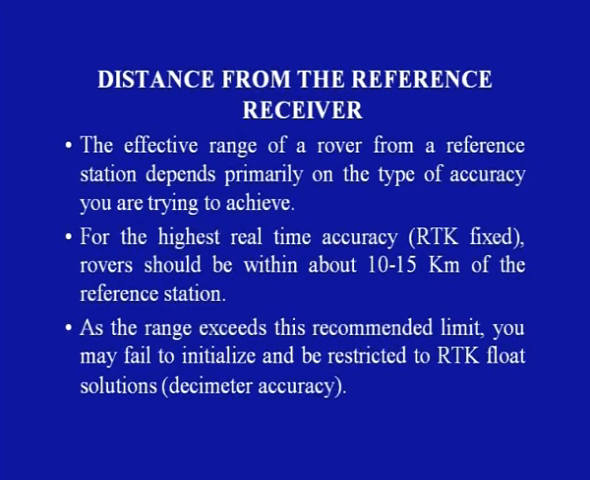The next factor which may affect the GPS observations is the distance from the reference receiver. The effective range of a rover from a reference station depends primarily on the type of accuracy you are trying to achieve. For the highest real-time accuracy, that is RTK fixed, rovers should be within 10 to 15 kilometers of the reference station. As the range exceeds this recommended limit, you may fail to initialize and be restricted to RTK float solutions, that is, at the decimeter level accuracy.